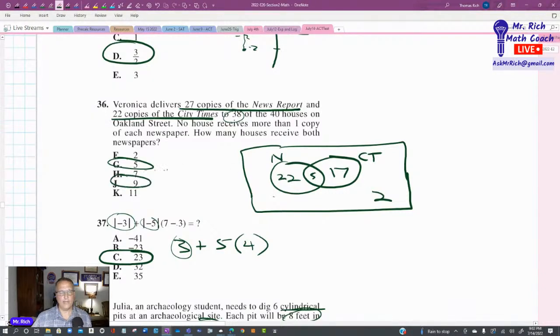Maybe I needed to go to 9. Okay, let's try it and see. So if that's a 9, my 27 copies, that would make this 18. That would make this one 13. That's 31. 40, that's 42. I need 38. Maybe that 7 was right. I think I might have missed that.